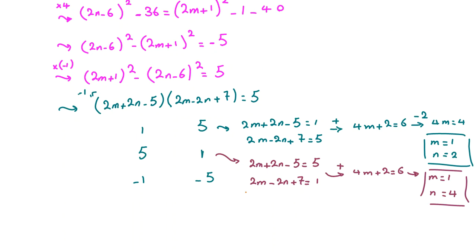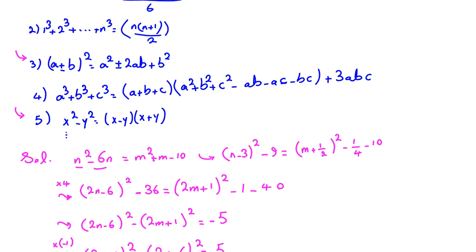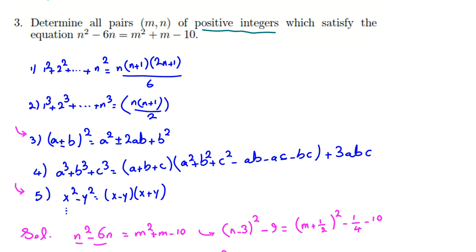Last case, if we check 2m plus 2n minus 5 is negative 1, 2m minus 2n plus 7 is negative 5. So if we add, 4m again plus 2, let me write it again. 4m plus 2 is negative 6. So 4m is negative 8, m is negative 2. So that's a contradiction because it doesn't work. Now that we've reached these, we work on the main equation, n squared minus 6n.